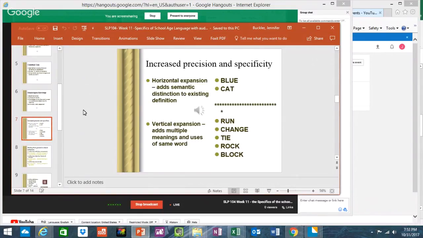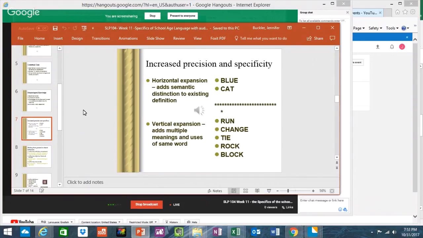Okay, so horizontal and vertical expansion of vocabulary. As we age, our vocabulary increases with precision and specificity. It increases horizontally and it increases vertically. In order to expand the ideas of horizontal expansion and vertical expansion, I've given you an assignment this week to give you some practice at it.